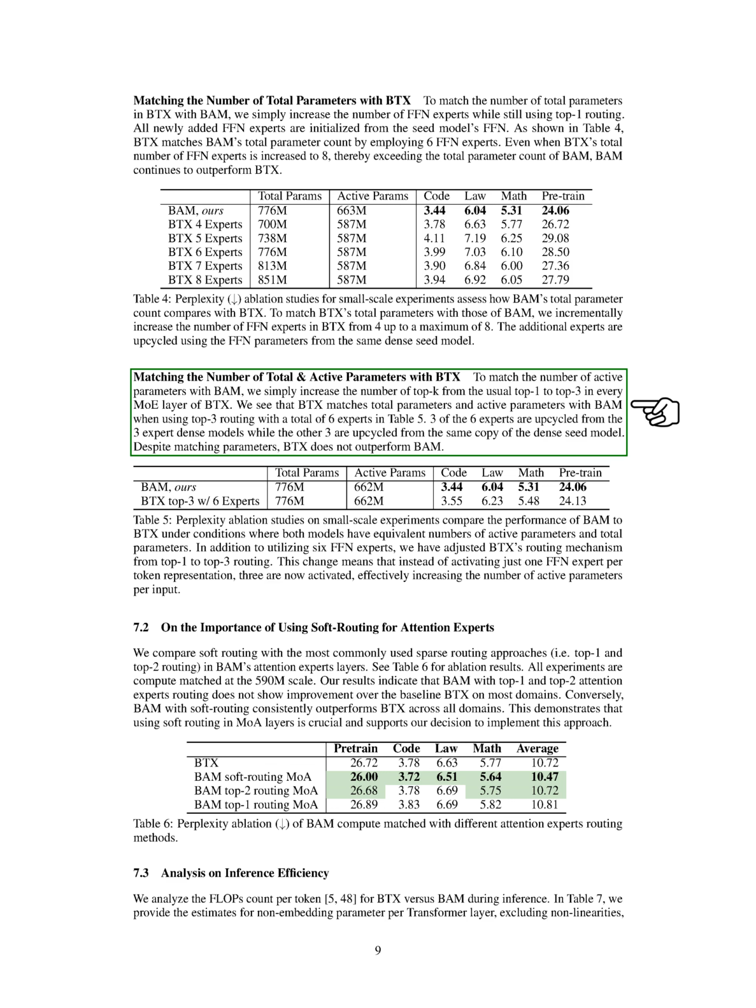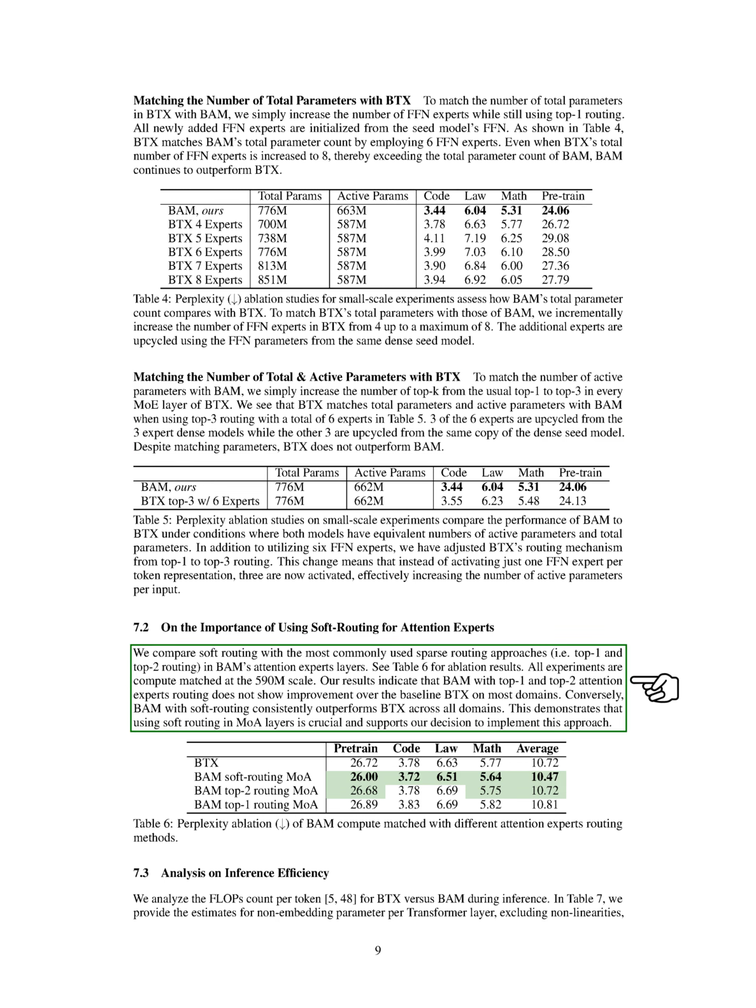To match both total and active parameters with BAM, we adjust the routing from top 1 to top 3 in every mixture of experts (MoE) layer of BTX. We observe that BTX matches BAM in both total and active parameters with 6 experts, 3 of which are upcycled from 3 dense models and the other 3 from the same seed model. However, despite this parameter matching, BTX does not surpass BAM.